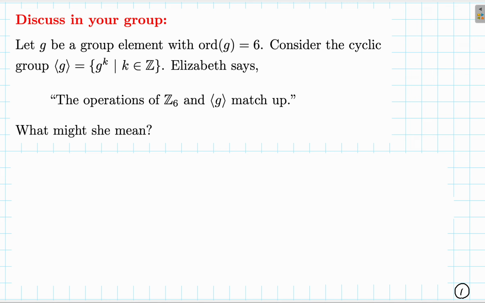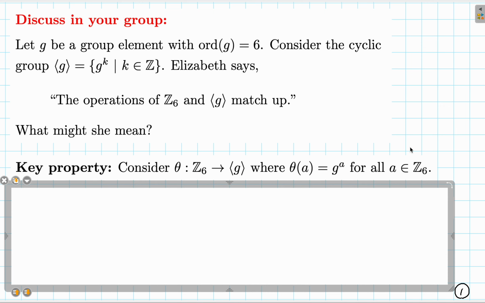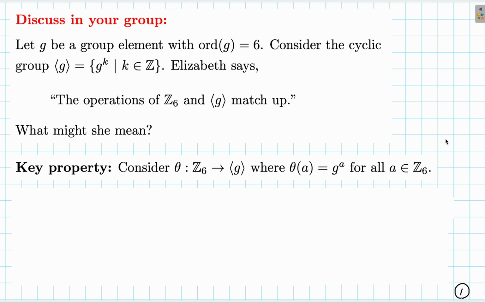So in the previous lesson, we made this notion of operations matching up more precise by defining the following function. Function theta from Z6 to ⟨g⟩, where theta of a equals g to the a for all a in Z6. So for instance, theta of 3 would be g to the third.